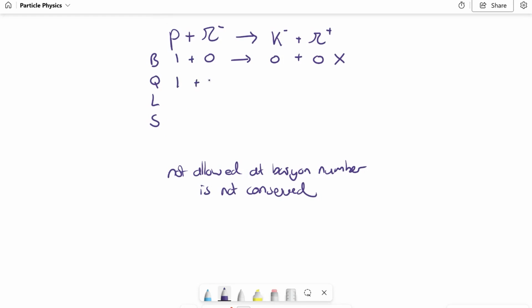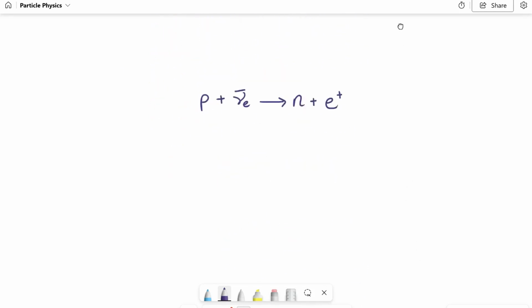Let's look at charge anyway. We'd have 1 plus minus 1 goes to minus 1 plus 1, so that would have been okay. Lepton number is 0 plus 0 goes to 0 plus 0, so that would have been okay. Strangeness again would have been 0 to zeros, so that would have been okay. But it doesn't matter, because baryon number wasn't conserved. Okay, let's look at the next one.